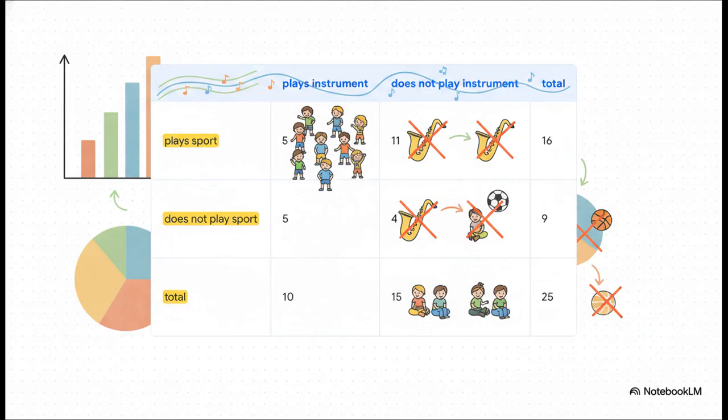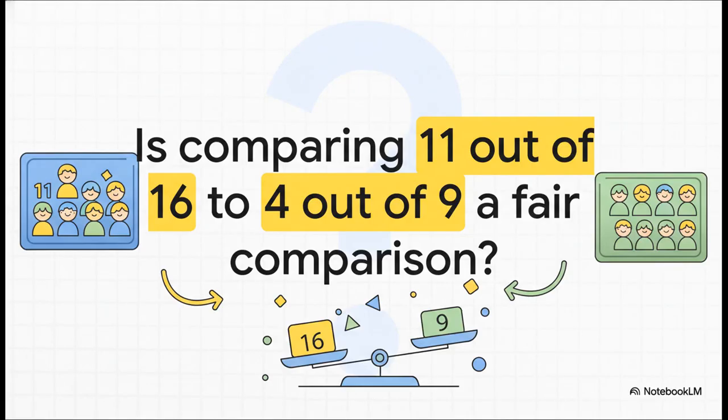But hang on a minute. Is that really a fair comparison? This is such a critical point. The groups aren't the same size. We've got 16 students in one group, but only 9 in the other. Just comparing the raw numbers, 11 and 4, can be totally misleading. We need a way to compare them apples to apples.